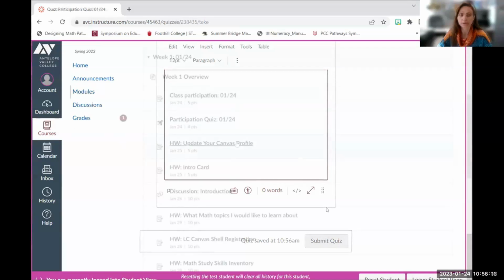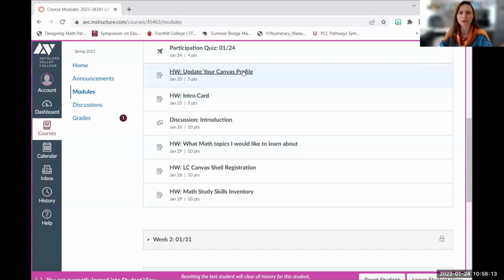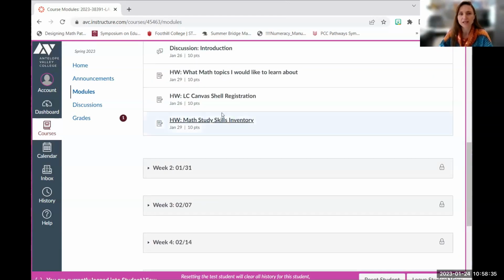The next assignment is the homework. Update your Canvas profile. All you need is to update the picture in your Canvas, and I have a very short video on how to do that. And then fill out the introduction card, because I want to learn about you. And then participate in the discussion. Tell the class, tell me about yourself, about what your major is and what you are expecting to learn in this class. And the next is what math topics you would like to learn about.